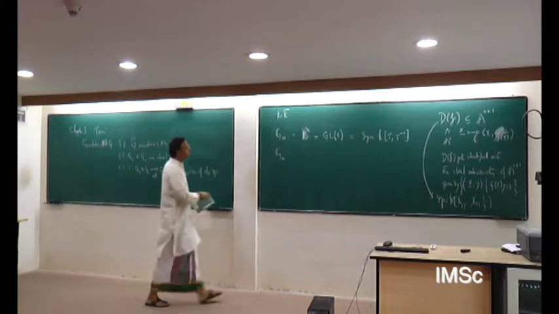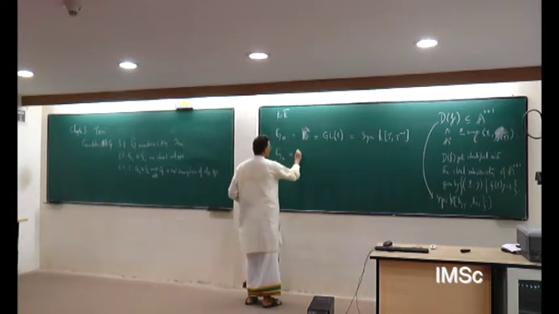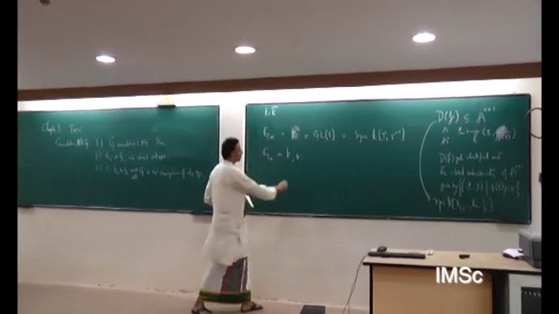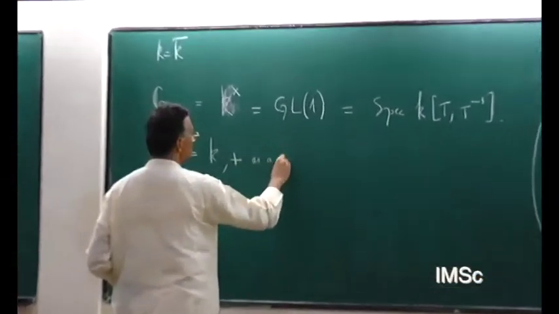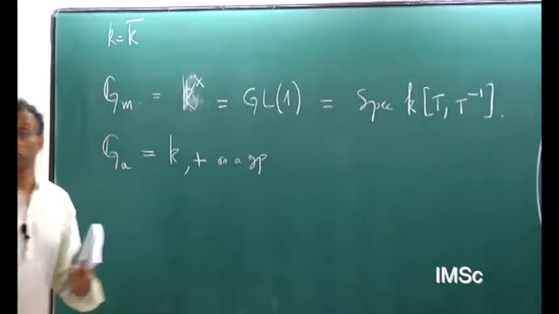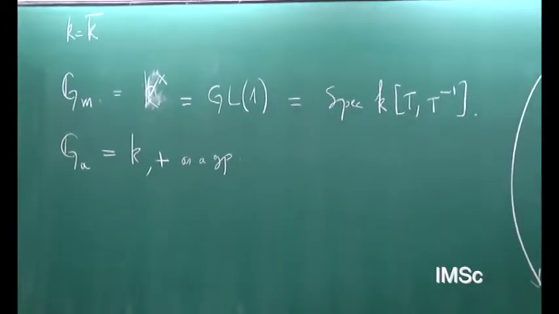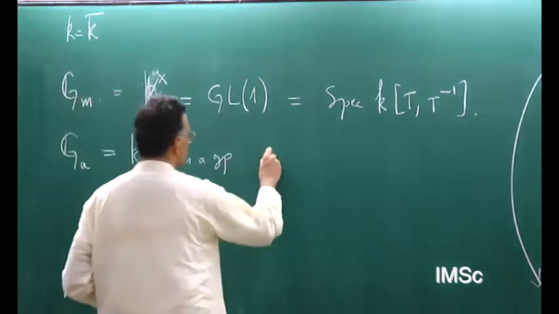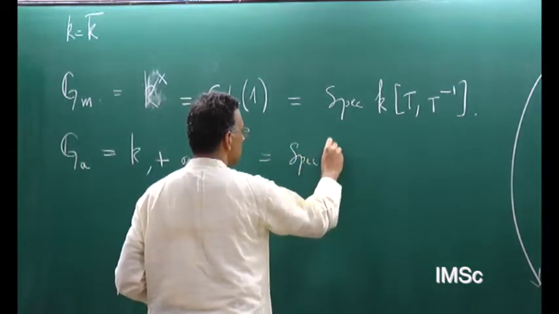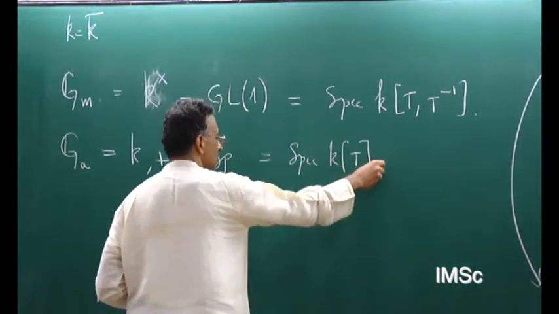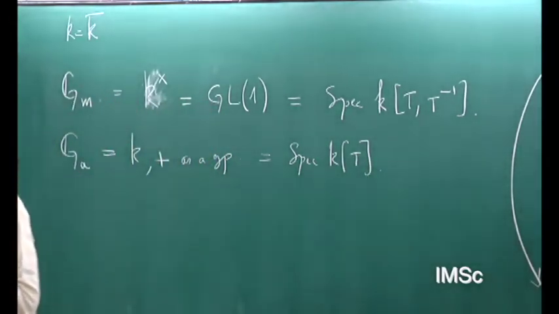Okay, now this one is K with addition as a group. Right, so as a variety, it is just Spec of K[T]. Okay, now here is the exercise that you should do.